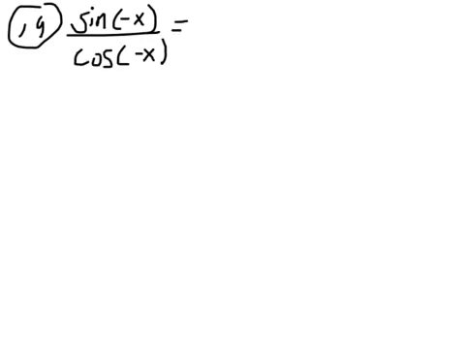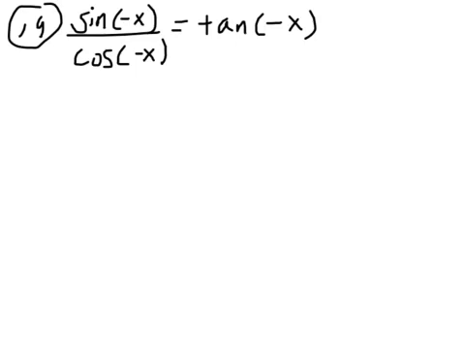Okay, so for number 19, you have sine of negative x over cosine of negative x. A lot of times we'd like to get rid of those negatives inside if we can. There are a couple of things I could do here. For instance, I know that sine over cosine is tangent. Since they both have the argument of negative x, I could just put tangent of negative x down, right?